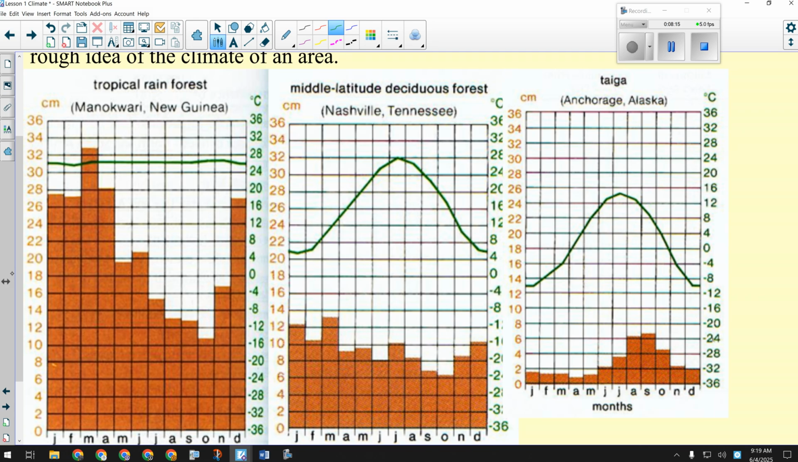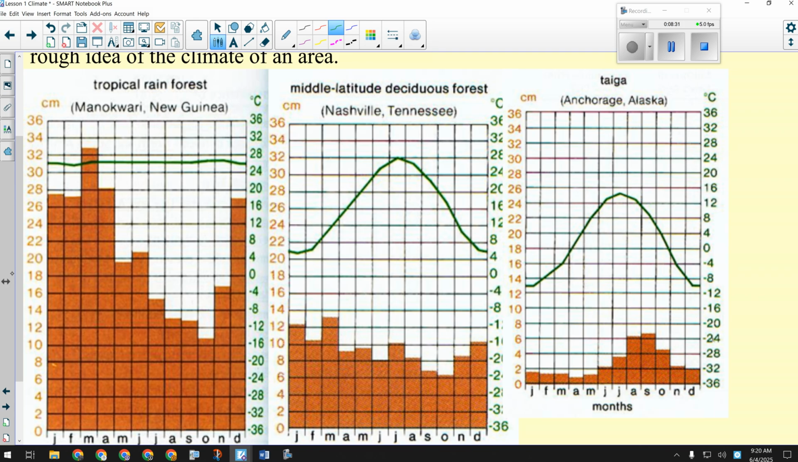So the bars are the temperature? No, the bars are the precipitation, the line is the temperature. It'll have a y-axis on both sides. So the line's always temperature, bars are always precipitation.